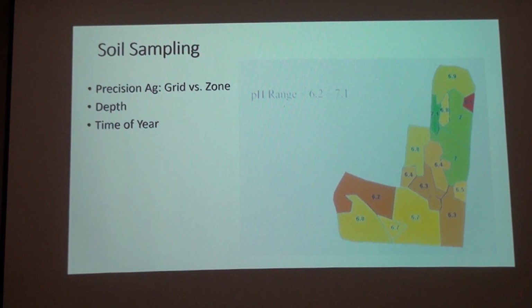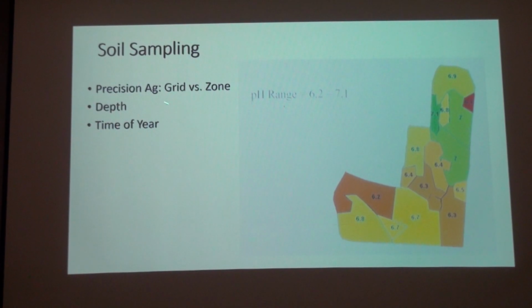And what happens is if you lime those fields based on one number with one common rate across the whole field, the weak areas keep getting weaker, to the point where they're going to drop below that 5.5 and you're going to have problems. I've seen this a number of times. How do you avoid that?